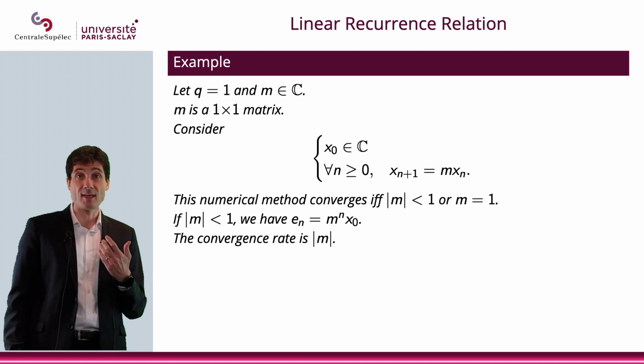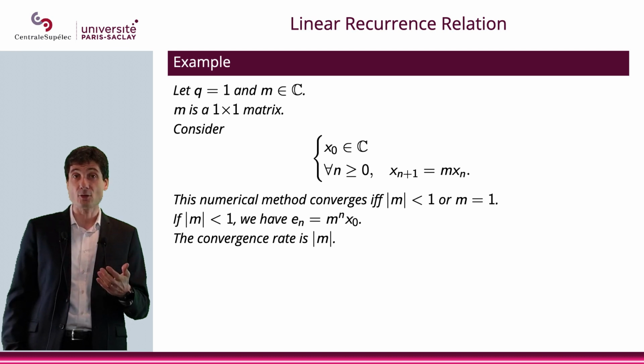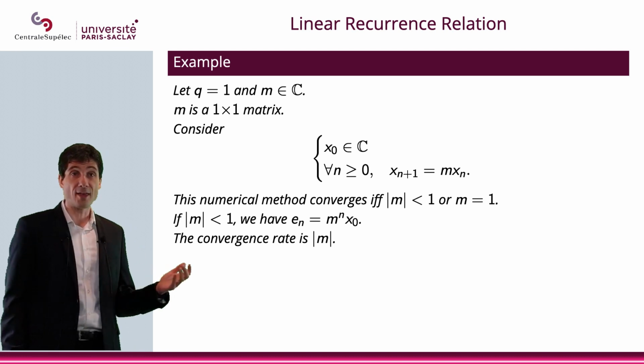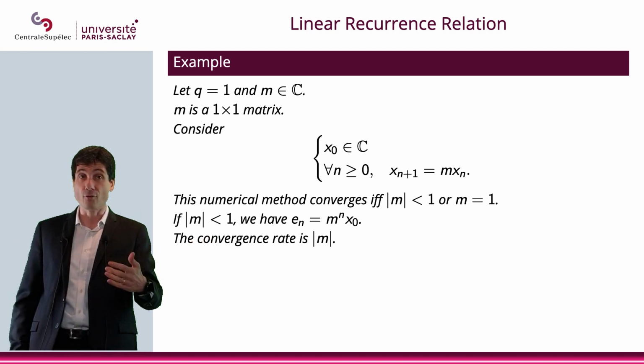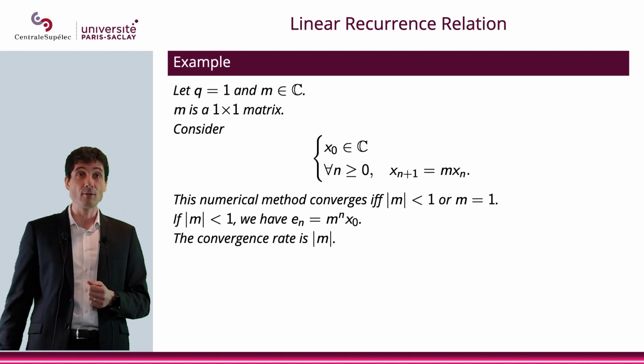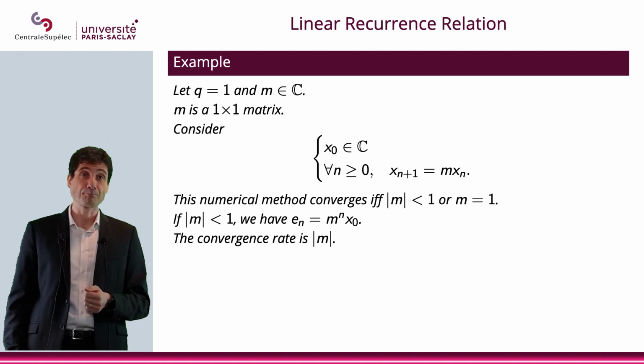And if the absolute value, the modulus of M, is strictly smaller than 1, then we will have en, which is M raised to the power n times x naught. In other words, the convergence rate will be the absolute value of M.